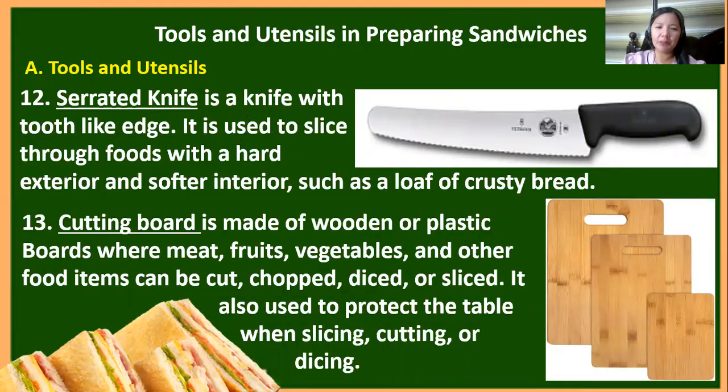Okay, serrated knife, it is a knife with a tooth-like edge. Like what you can see in our example, it is used to slice through foods with a hard exterior and softer interior, such as a loaf of crusty bread. And for number 13, we have the cutting board. It is made of wooden or plastic boards where meat, fruits, vegetables, and other food items can be cut, chopped, diced, or sliced. It is also used to protect the table when slicing, cutting, or dicing.